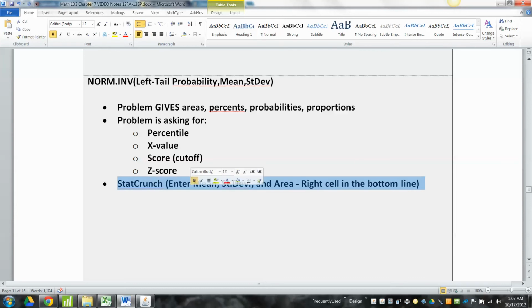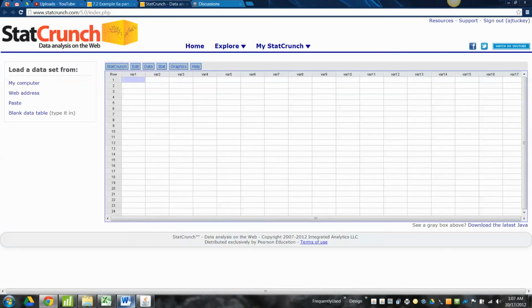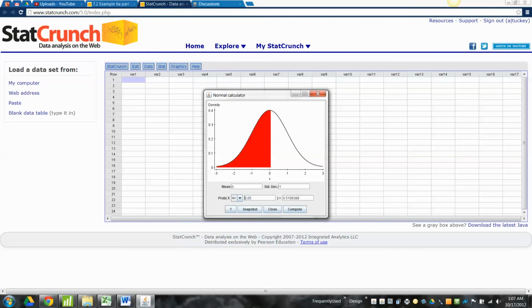For StatCrunch, if you're using the second type of calculation, you enter the area in the right cell. That's what you need to use. So let me go back to StatCrunch. It's not this value. It's not that the probability of x is less than 0.05. See, what it did was it put a line down at little 0.05 right there. That's not what I want at all. I want this probability to be 0.05. So let me delete this. 0.05. Compute. There we go. Now we're getting somewhere. That's the value we want, negative 1.645.